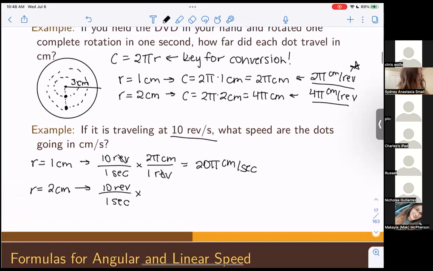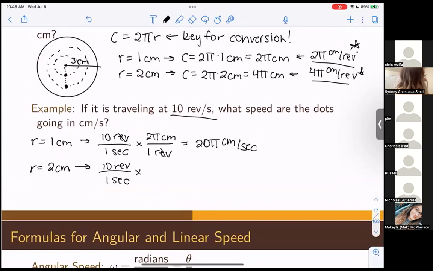Now, instead of this piece of information here, we use this guy. So instead of 2 pi centimeters per 1 revolution, we are going 4 pi centimeters for every 1 revolution. Units of revolution cancel. 10 times 4 pi gives us 40 pi centimeters per second.